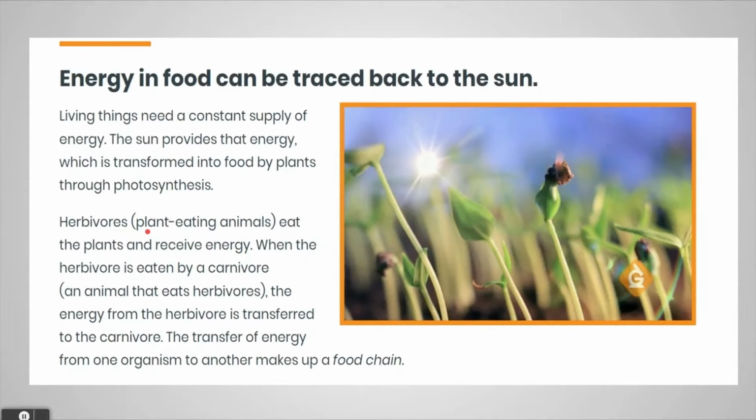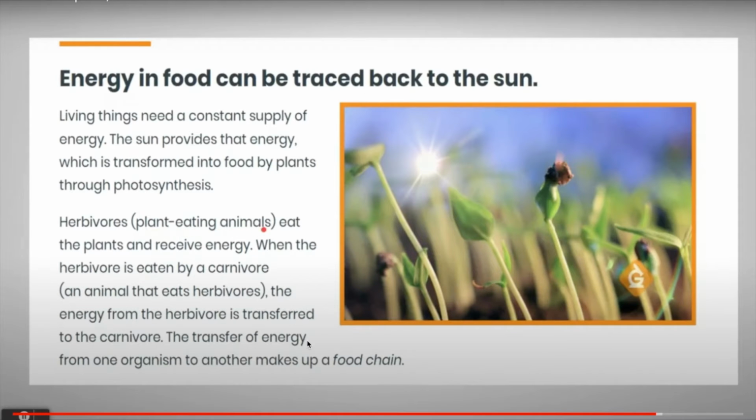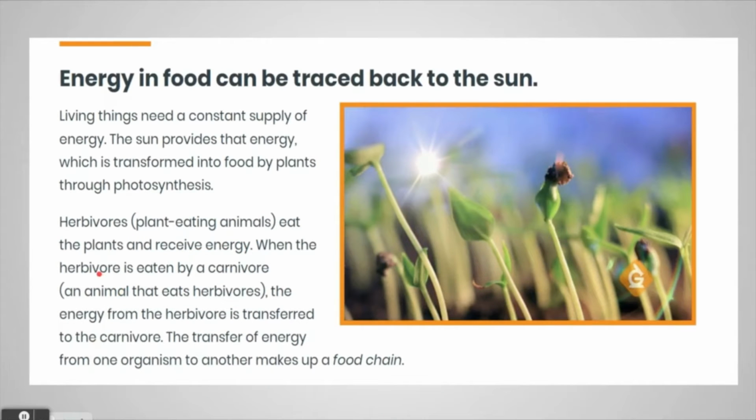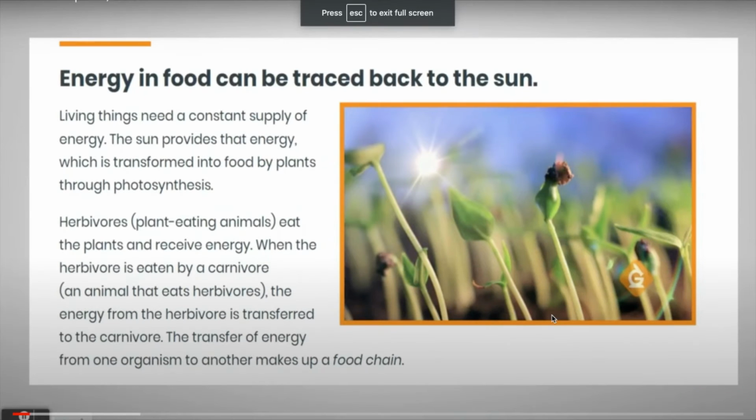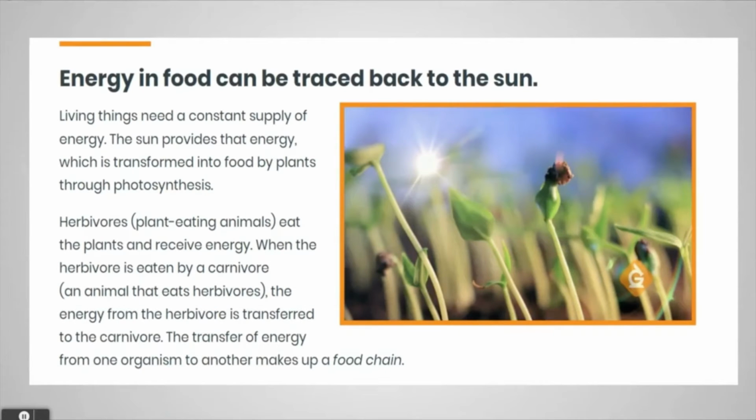Herbivores, which are plant-eating animals, eat the plants and receive the energy. When the herbivore is eaten by a carnivore, an animal that eats herbivores, the energy from the herbivore is transferred to the carnivore. The transfer of energy from one organism to another makes up a food chain. The food chain starts from the sun, given to the plant, and then herbivores transfer their energy to other animals that are carnivores when they are eaten by them.